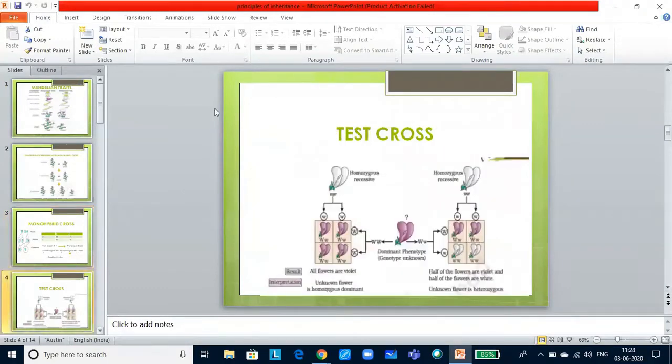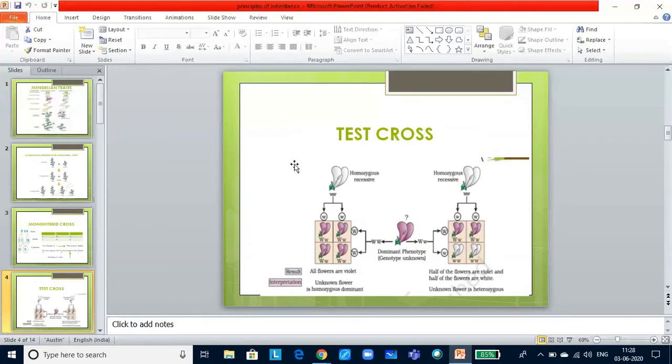Now the next concept you are supposed to know is the test cross. In a test cross we are testing something. What is it we are going to test? You have a plant and you want to see whether it is homozygous or heterozygous. That testing is done by a test cross. Here we are taking a plant with an unknown flower which has produced a purple color. We do not know whether it is homozygous or heterozygous dominant. So we are crossing it with a recessive parent, which is a plant with a white flower.